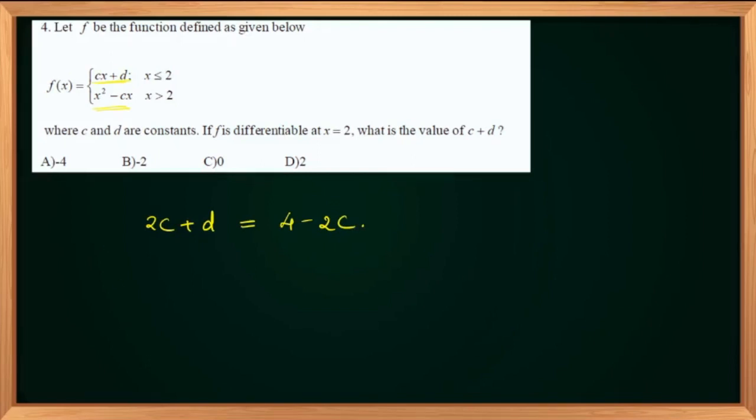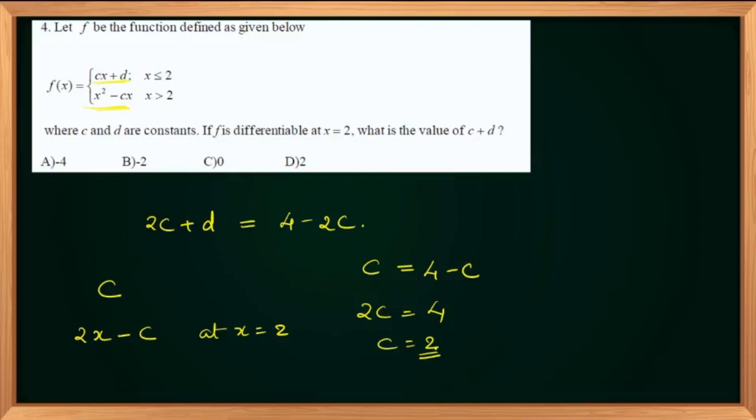So what is the derivative of this? c is the derivative of this, and the derivative of the second part is 2x minus c at x equal to 2. So c must be equal to, at x equal to 2, 4 minus c. So 2c equal to 4, c equal to 2.